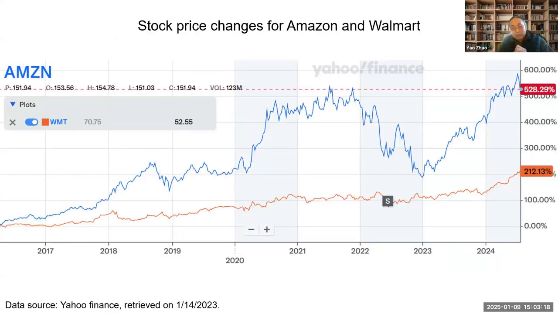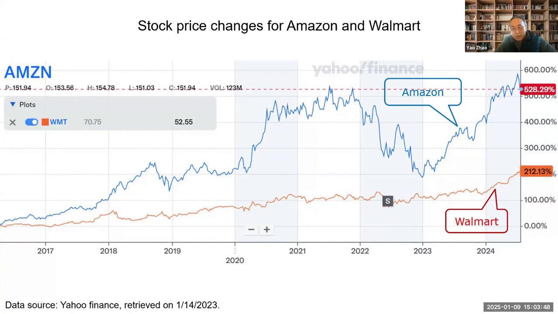As a result of better operations management, Amazon had a much higher stock price growth in the past 7 years. Actually, its market cap is far bigger than Walmart's, although its revenue is still smaller than Walmart's. In the past 7 years, Amazon's stock price grew by 500%, and Walmart by about 200%. Now let's look at Amazon. Here's a huge swing, right? Let's try to find out what was going on here.